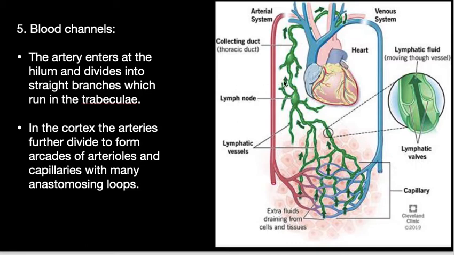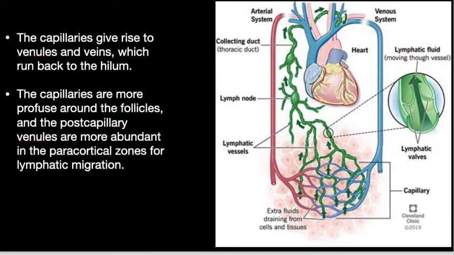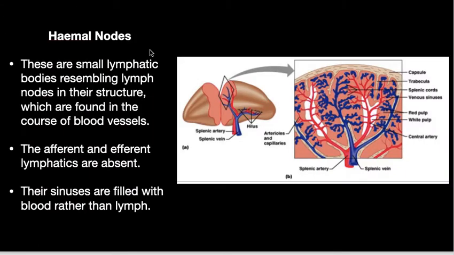The blood channels. The artery entering at the hilum divides into straight branches running in the trabeculae. In the cortex, the arteries further divide to form arcade of arterioles and capillaries with the anastomosing loops. Right, so the capillaries will give rise to the veins and the venules which run back at the hilum. The capillaries are more profuse around the follicles, and the post-capillary venules are more abundant in the paracortical zones of the lymphatic migration.